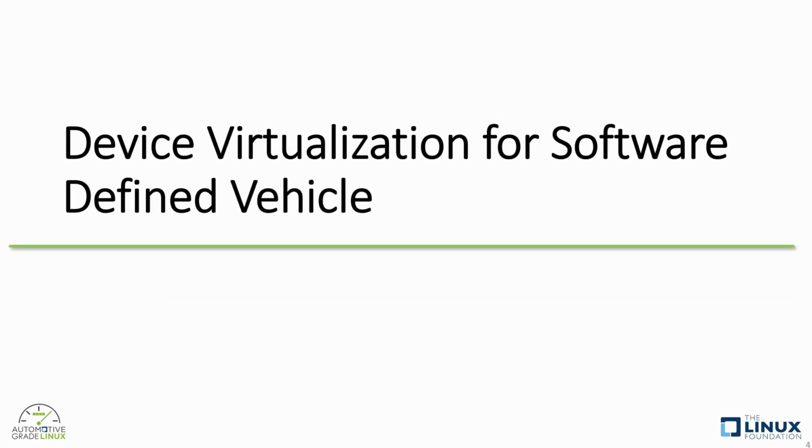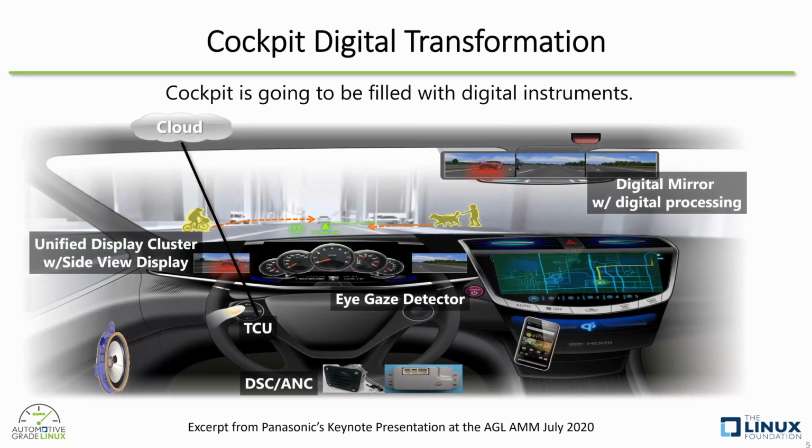So first, let me talk about some background. As shown in this picture, it is an era of change in the automotive industry, in which the cockpit is transforming toward fully digitalized. Cockpit instruments are going to be filled with various digital instruments while being controlled by fewer ECUs, probably by only one single ECU, and the concept is called ECU consolidation.